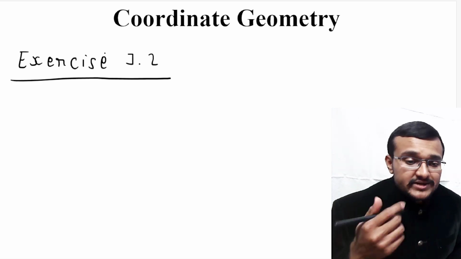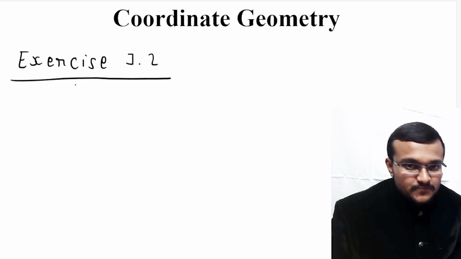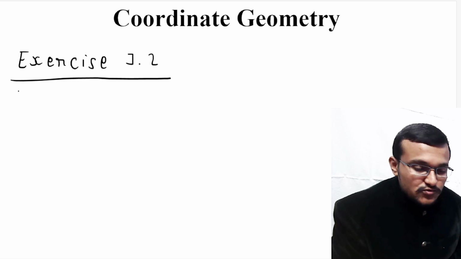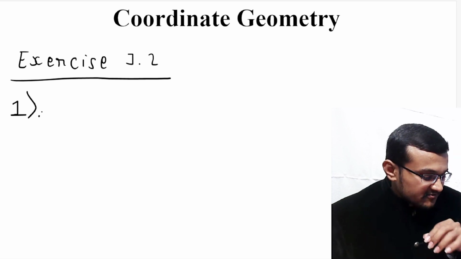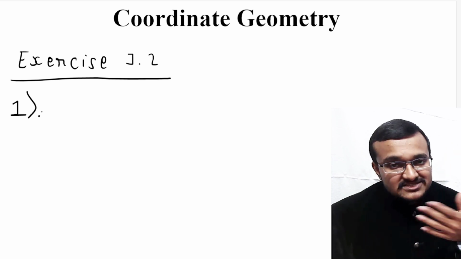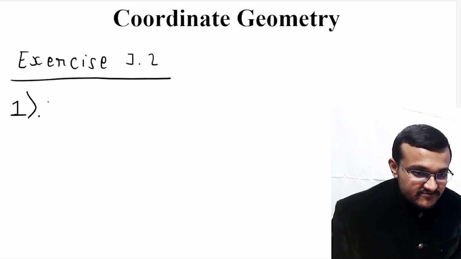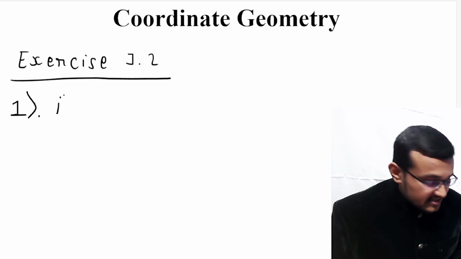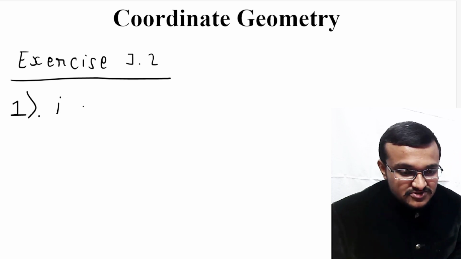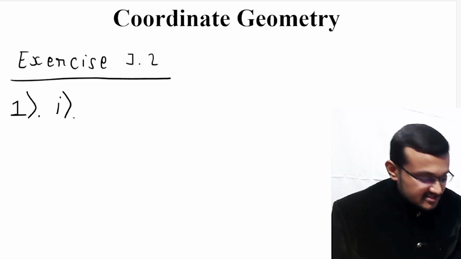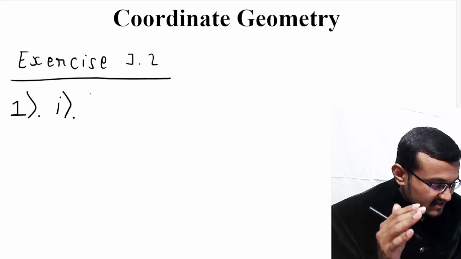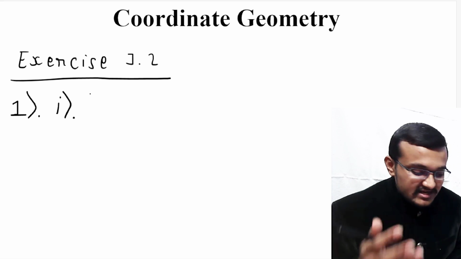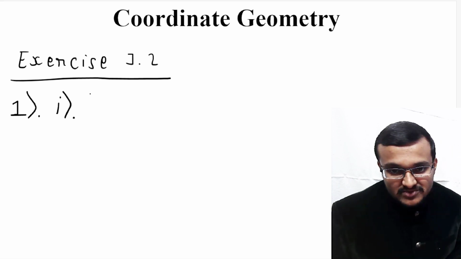So now we will move into exercise 3.2. In exercise 3.2, you have two questions. Coming to the first question in exercise 3.2, here you have to find the answers for the asked questions. Here you have three different questions in the first question. The first is: what is the name of the horizontal and vertical lines drawn to determine the position of any point in the Cartesian plane?